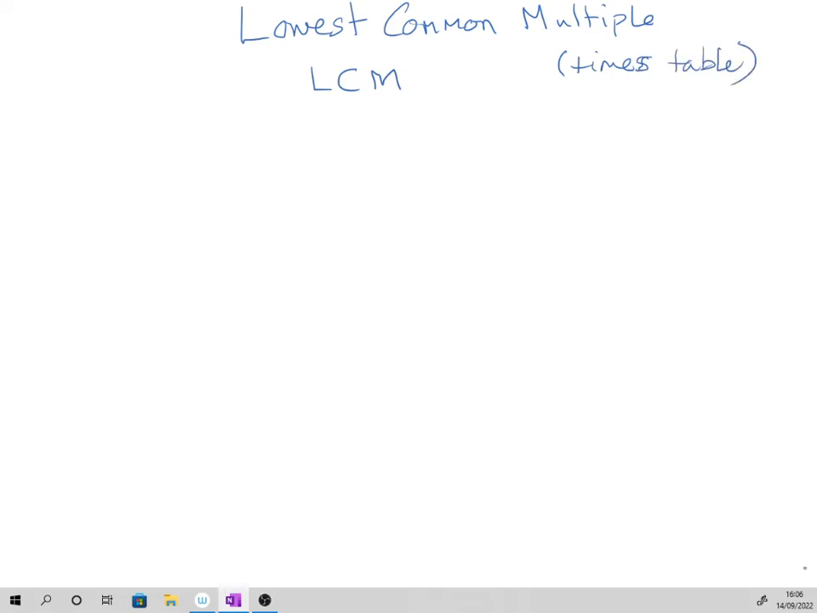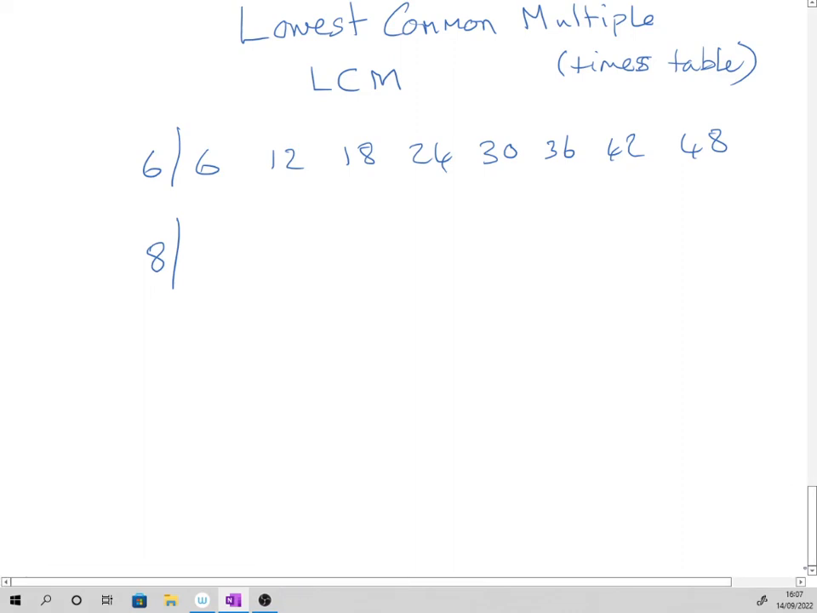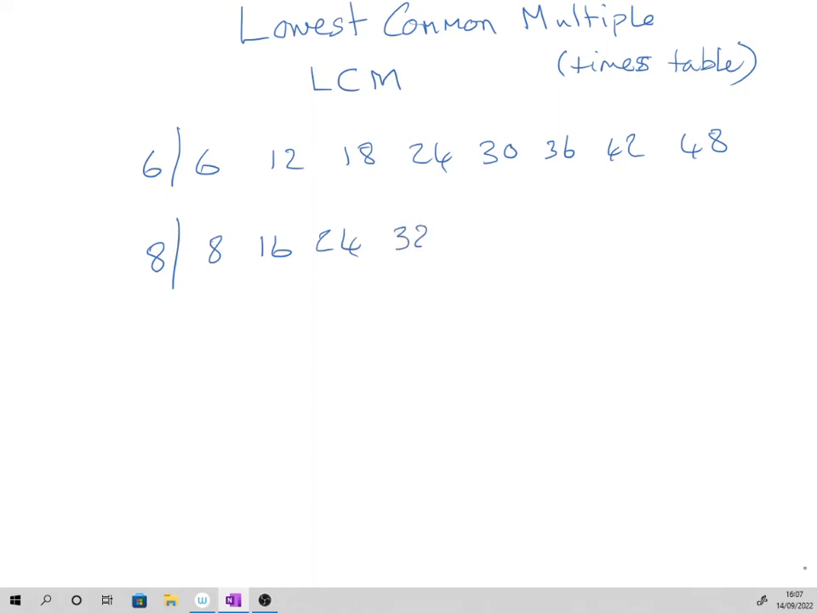And say we've got a 6 and an 8, yeah? We want to find the lowest common multiple of 6 and 8. So all we do is a 6 times table. So we go 6, 12, 18, 24, 30, 36, 42, 48. That might be enough actually. And the 8 times table is 8, 16, 24, 32, 40, and 48.